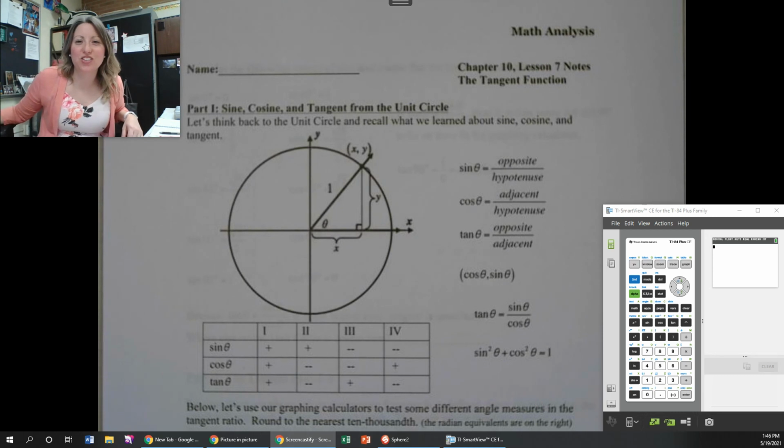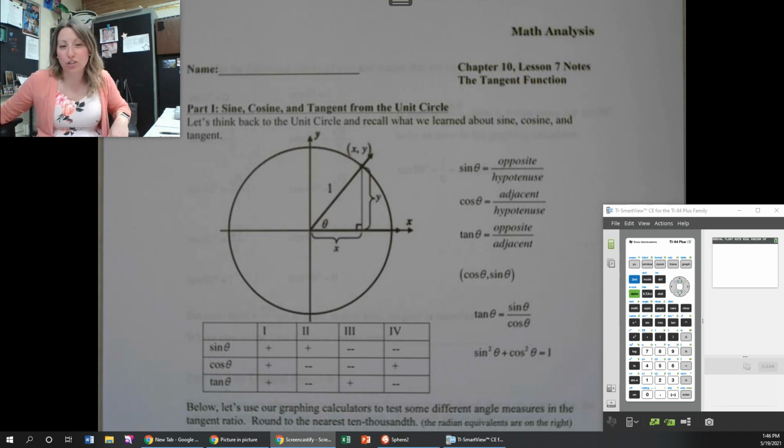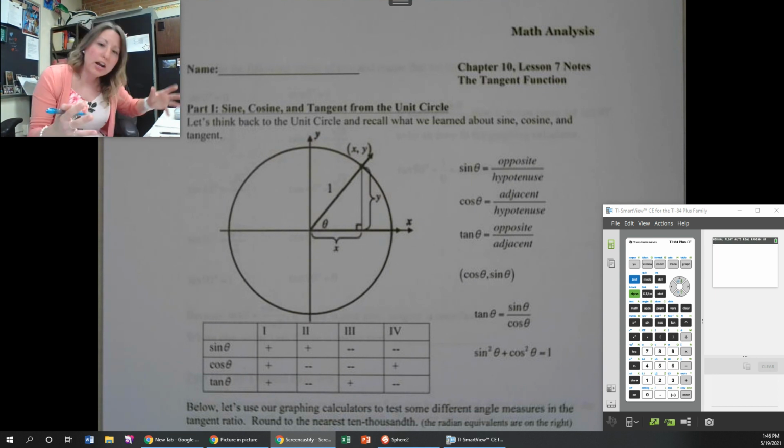Hello, math analyzers. Welcome to your Chapter 10, Lesson 7 notes all about the tangent function. So we have been exploring sinusoidal functions for a while now, but let's jump all the way back to Chapter 9 and our unit circle and remind ourselves about this fun trig function called tangent, right?